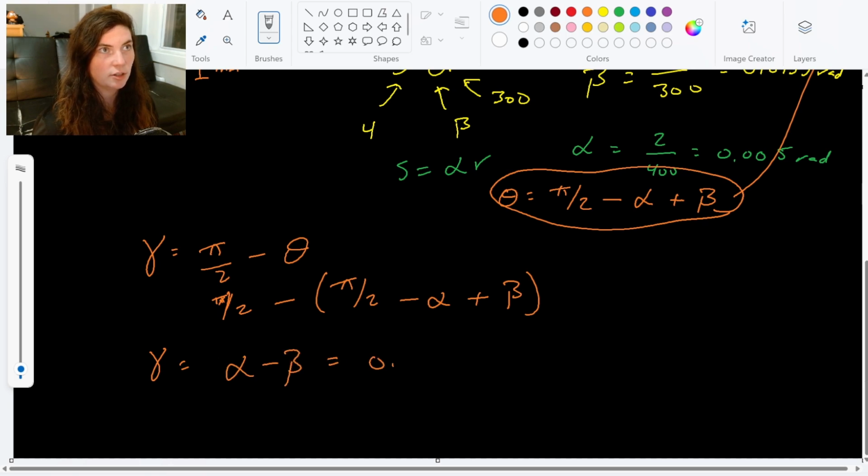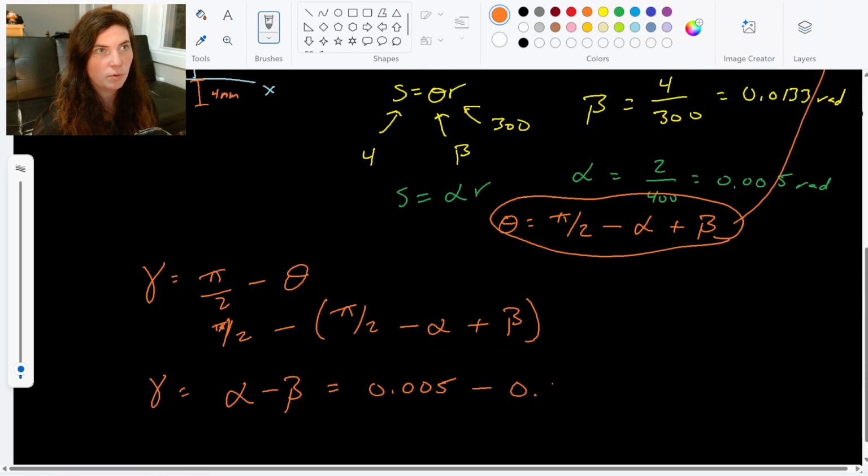So that is 0.005 minus that other number, 0.0133. And that gives me negative 0.00833 radians.